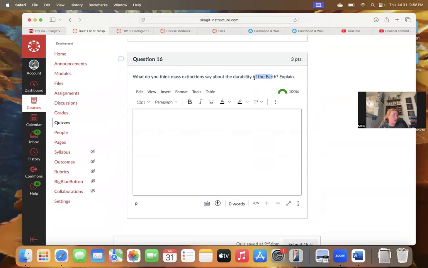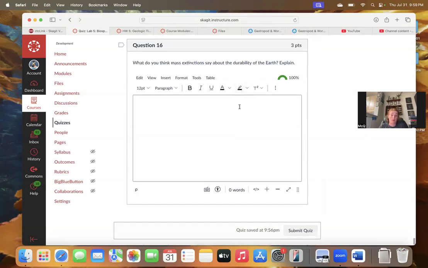It's just something really interesting to think about. What do you think mass extinctions say about the durability of the Earth? We've already had 5 of them. Think about where we are now, and what ecosystems and the biosphere look like now. It's incredible, honestly. But I want to hear what you say about the durability of the Earth. So it's a little bit more subjective.